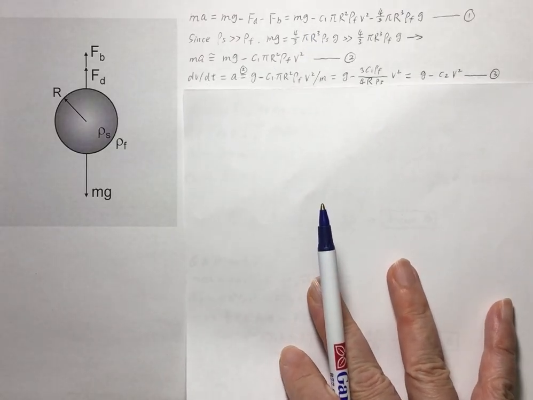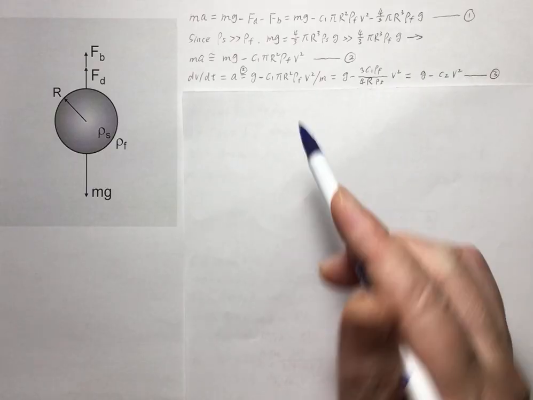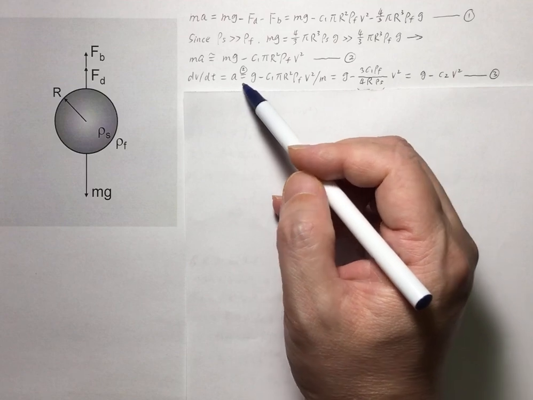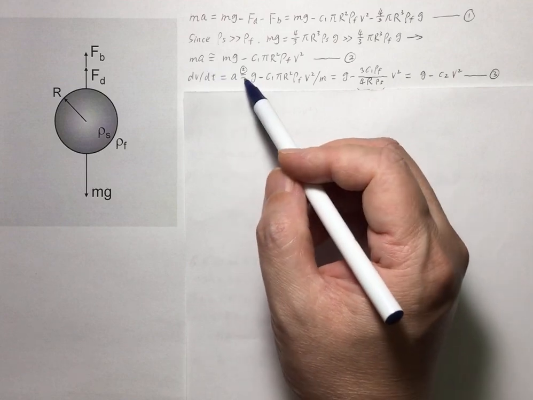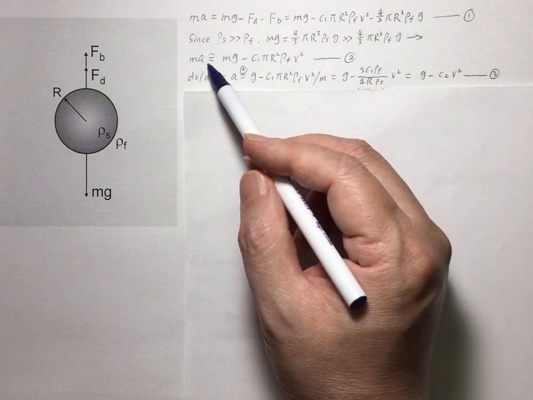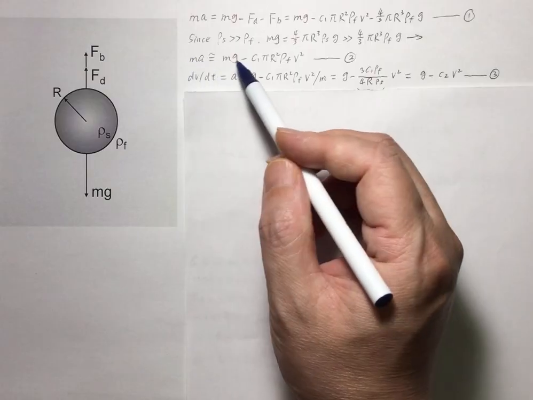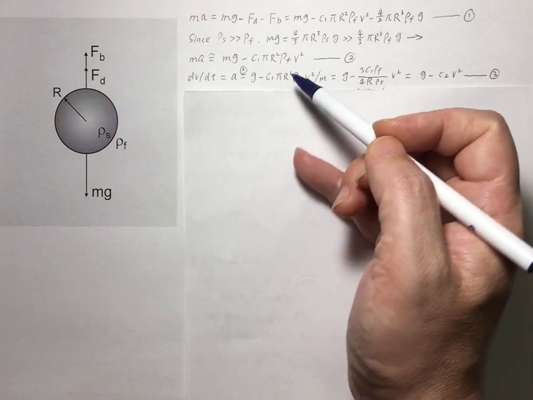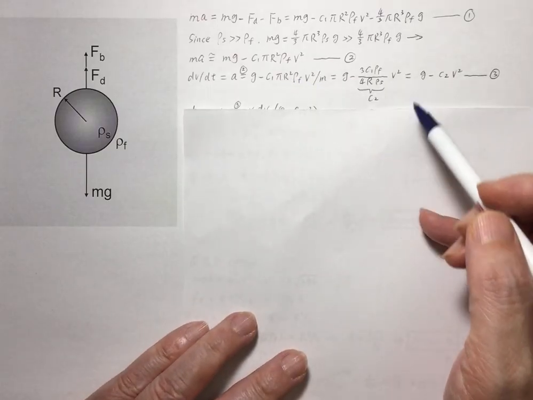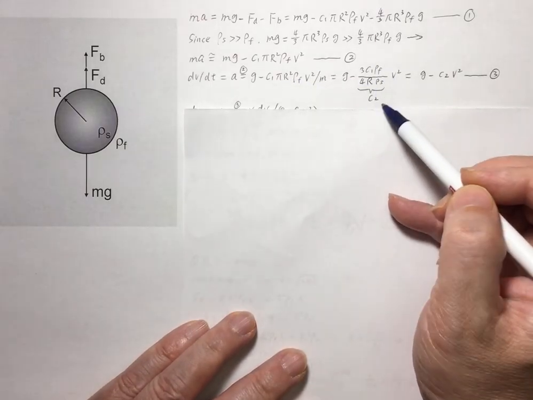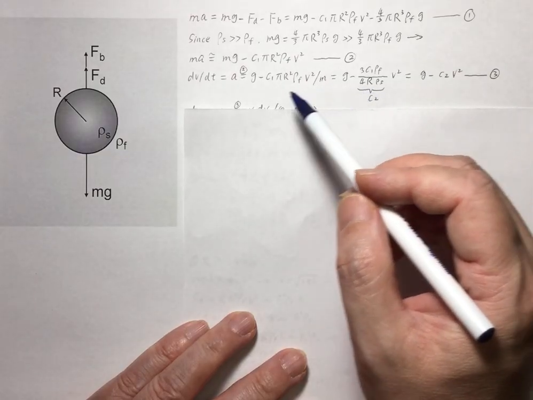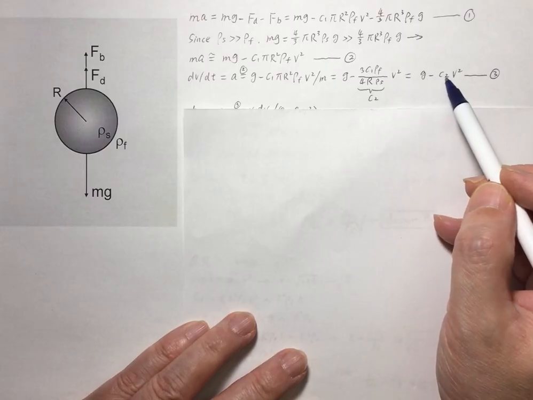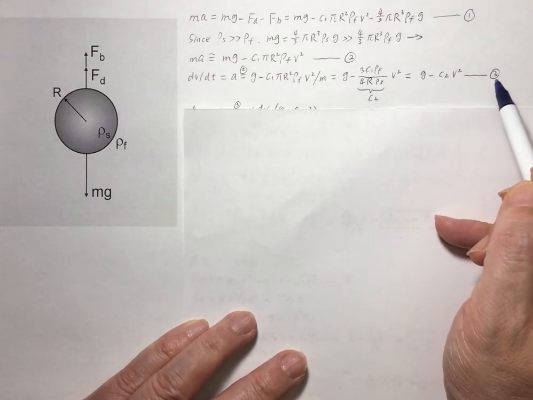Now, we know that acceleration a is dv over dt. Based on this equation 2, let's remove m from both sides: a is g minus this term. Now we assume this coefficient is C2. So dv over dt is equal to g minus C2 v squared. We make it equation 3.